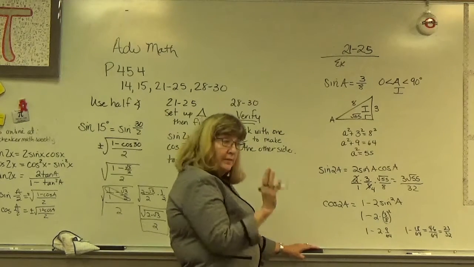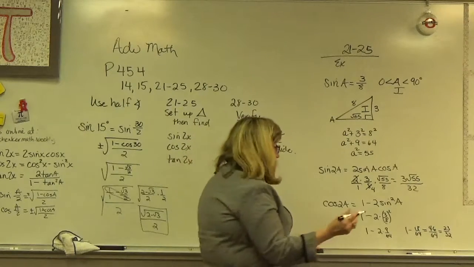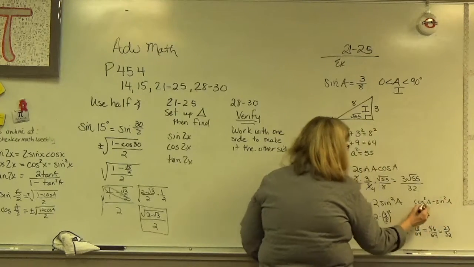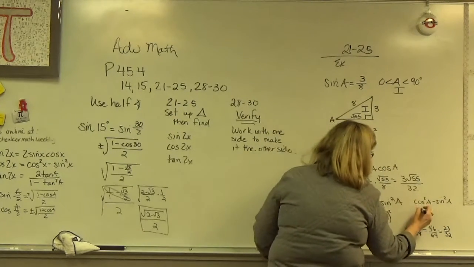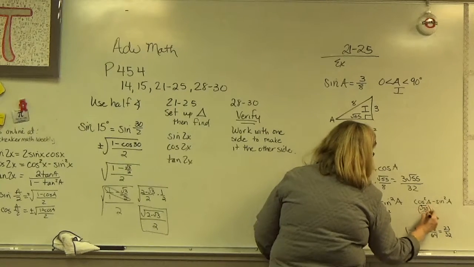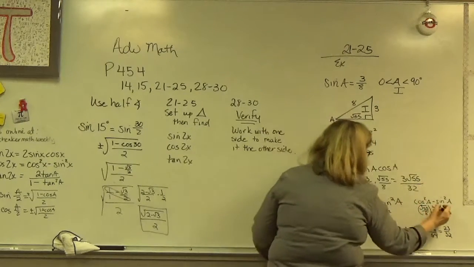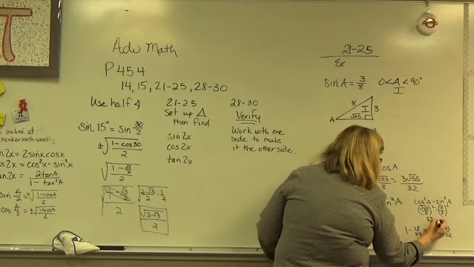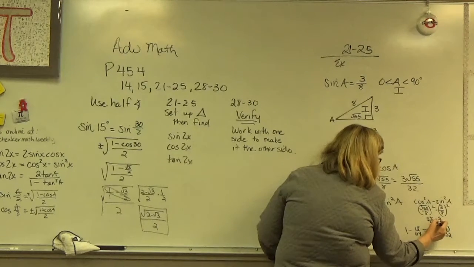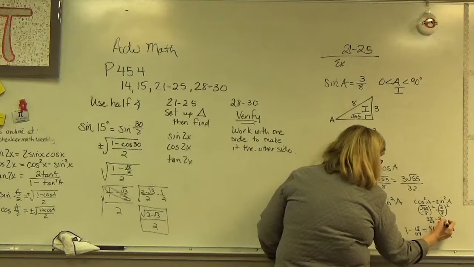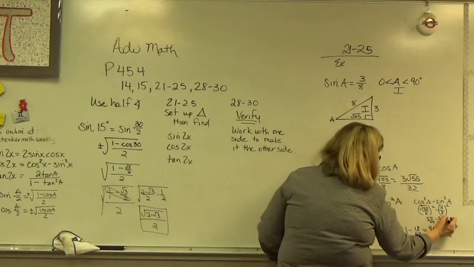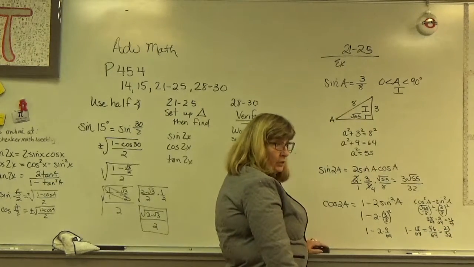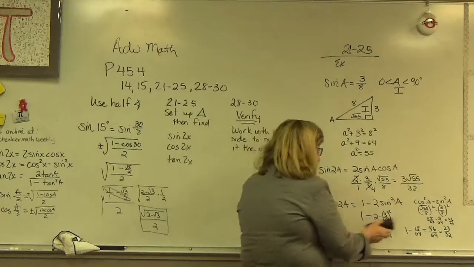Now, just for the sake, don't write this down. I could pick another one, right? Let's say I chose cosine squared minus sine squared. Cosine was what, radical 55 over 8? Sine was 3/8. So I end up with 55 over 64 minus 9 over 64. So what's 55 minus 9? 46. And I get the same thing. So it doesn't matter which one you pick, you should end up with the same thing. Okay, so I'm going to get rid of that now.